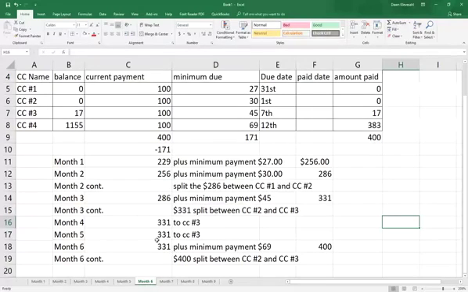So you're going to take that $331, the same as we did back here in month 3. You're going to take that $331 and you're going to add the minimum payment for the next card, so $69, and then your total is going to be the $400.